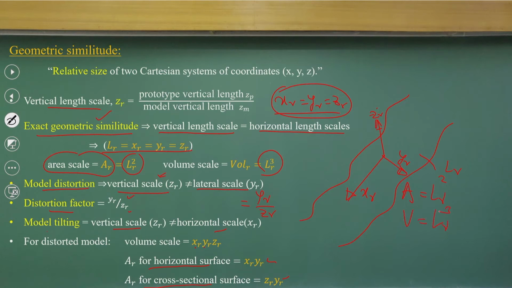But when you are using XR, YR, ZR that are different in a distorted model, then your area will be different depending upon whether it is a horizontal surface or the cross sectional surface. In a horizontal surface, you will have XR and YR, and in the cross section surface, you will have ZR and YR. The volume will be XR, YR, ZR. So, please give attention to these ratios.